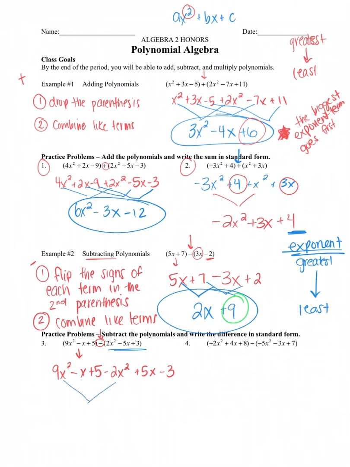So 9x squared minus 2x squared is 7x squared. Negative x plus 5x gives me a positive 4x. And then 5 minus 3 is 2. And that is your answer.